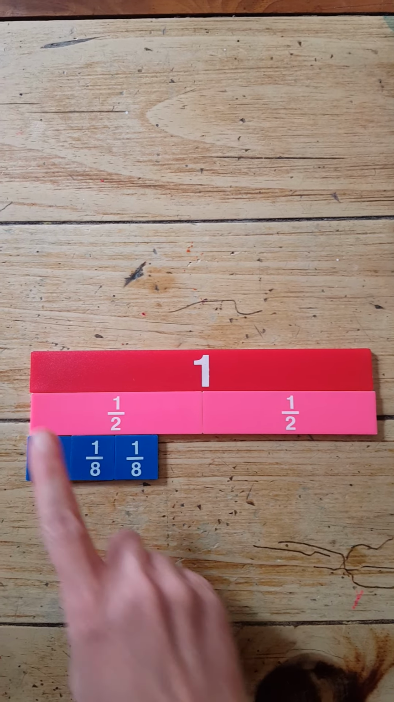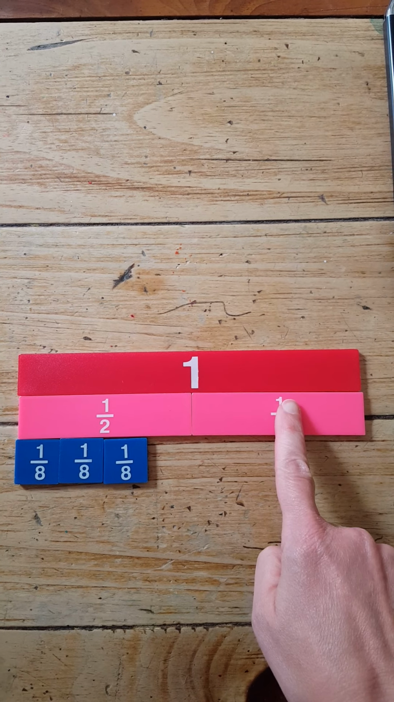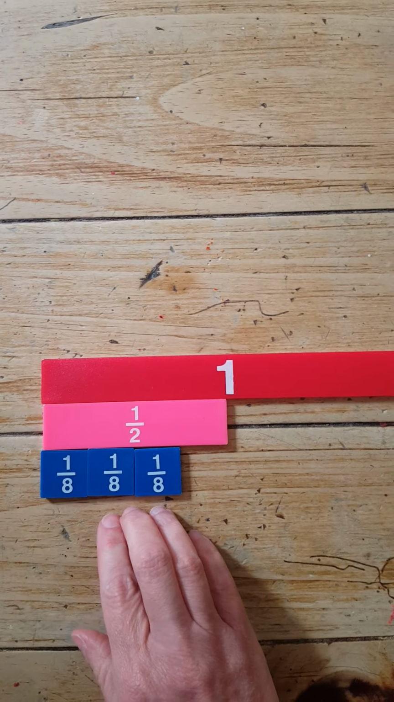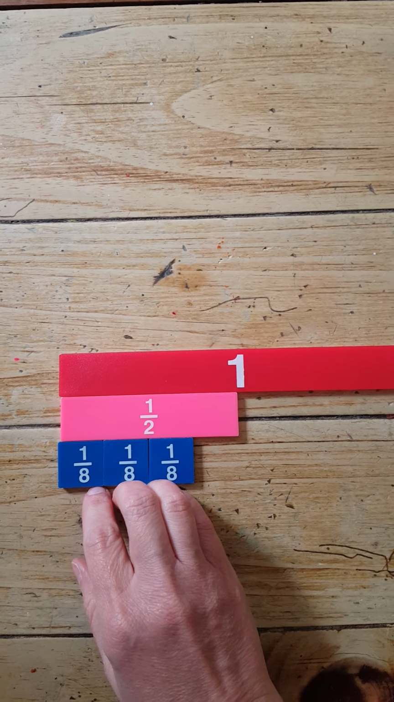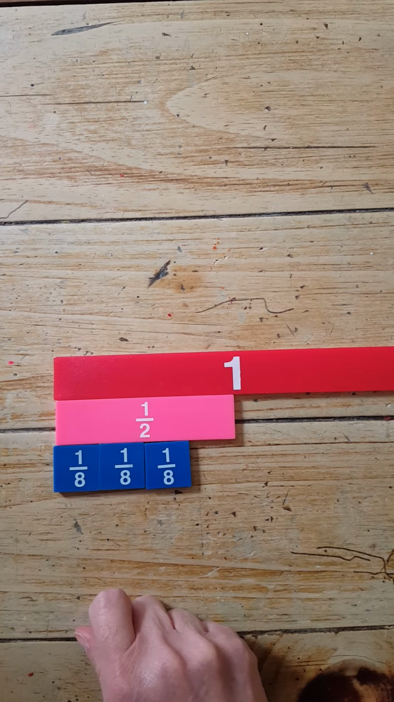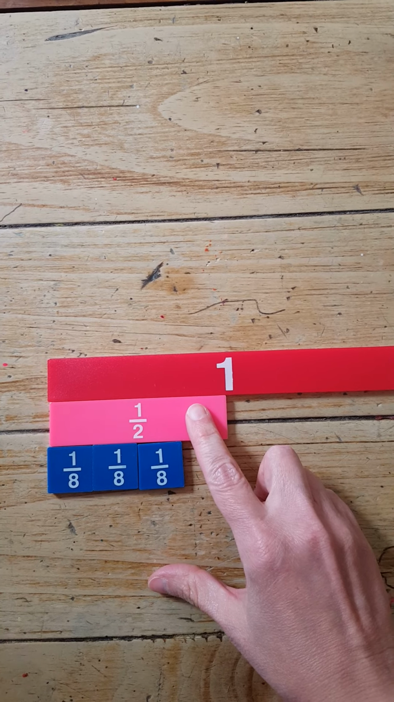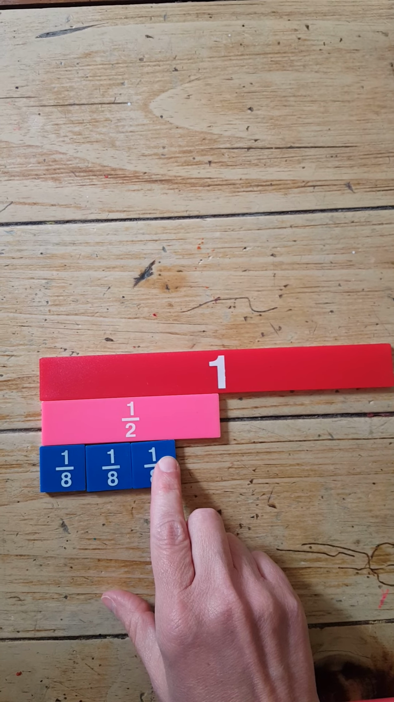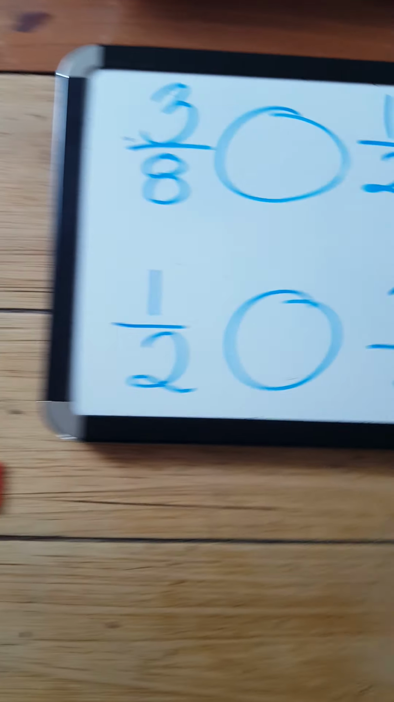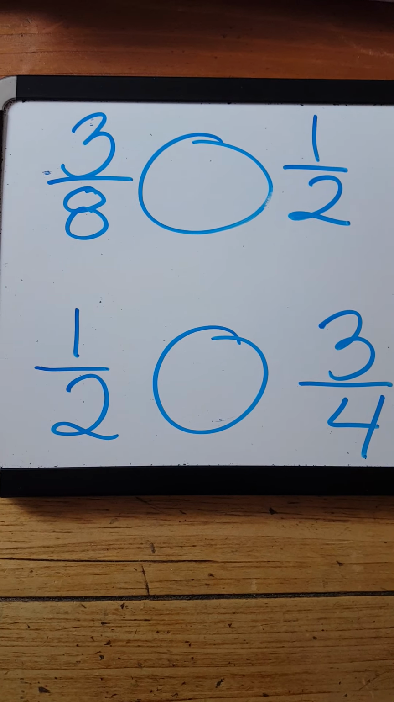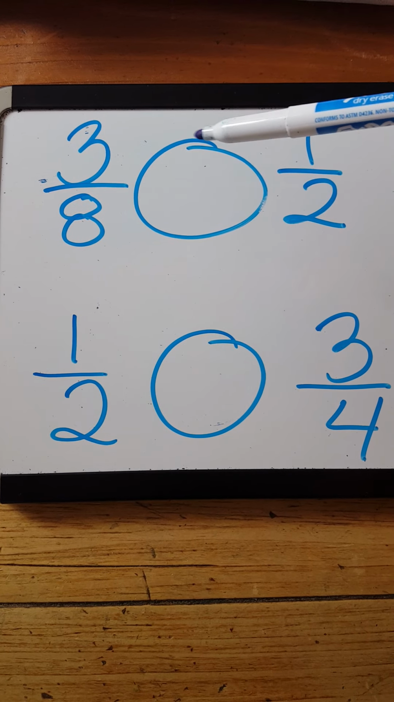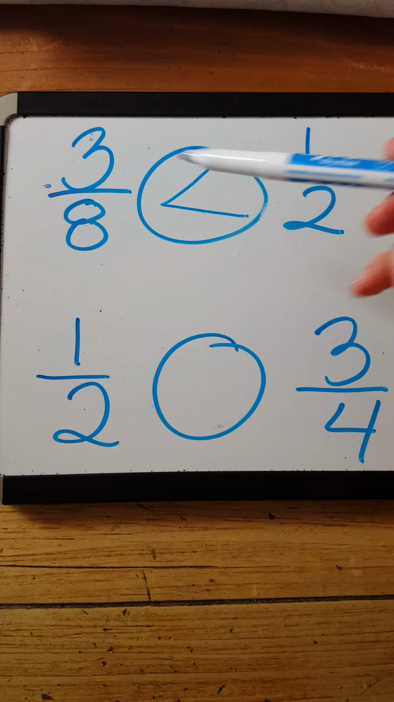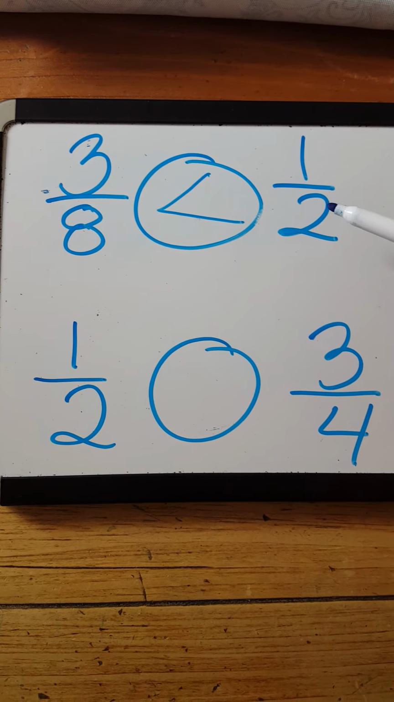And we're trying to compare 3 eighths to 1 half. So let's take away a half. All right, great. So now we can visually see very easily which one is bigger. We can see that 1 half is bigger than 3 eighths. 1, 2, 3. Okay? So on this one, we would go ahead and have the crocodile eat the 1 half. So we would say 3 eighths is less than 1 half.